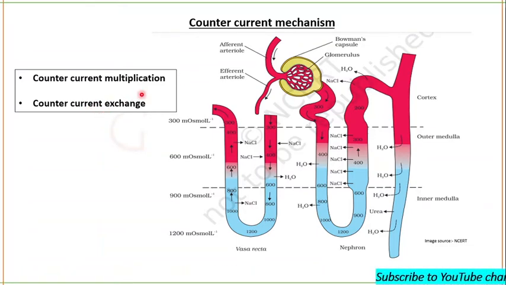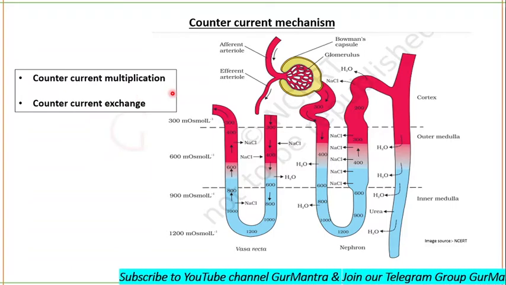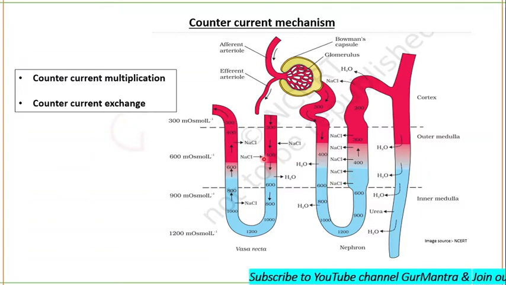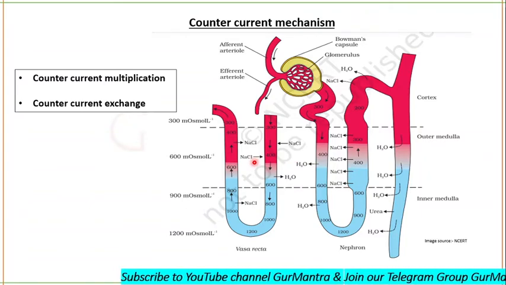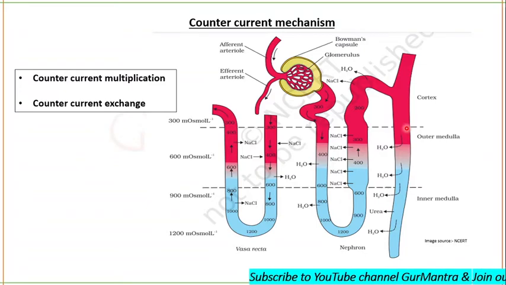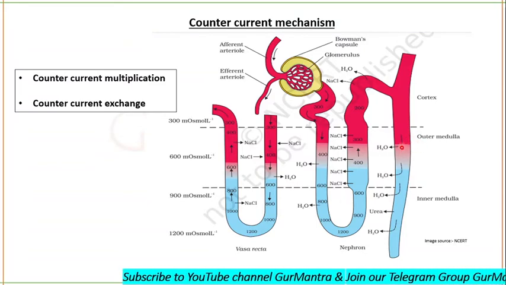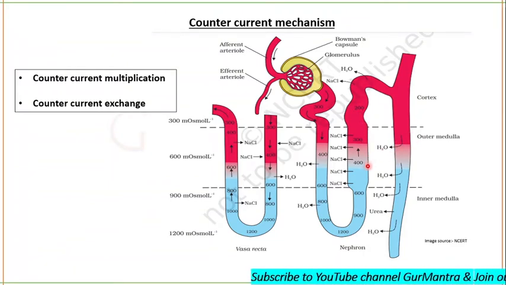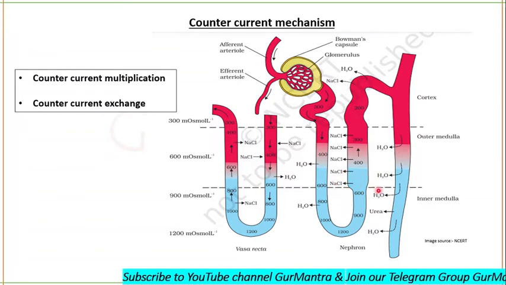Let me first tell you about counter current multiplication, but let me first tell you that the long nephron loops of juxtamedullary nephrons will create the gradient. They act as counter current multipliers, while vasa recta will preserve that gradient and act as counter current exchangers. The collecting duct of the nephron uses the gradient to adjust urine osmolarity, and the osmolarity of the medullary interstitial fluid progressively increases from 300 milliosmoles to 1200 milliosmoles at the deepest part of the medulla.